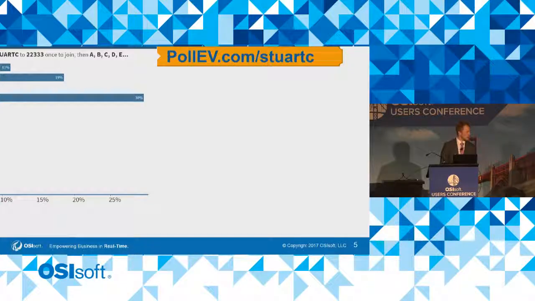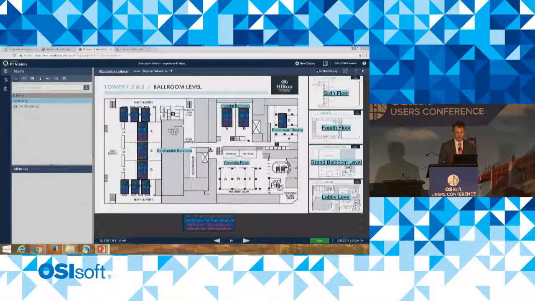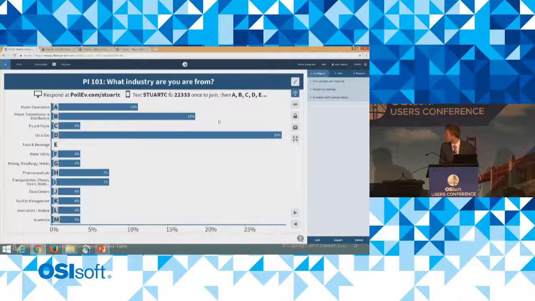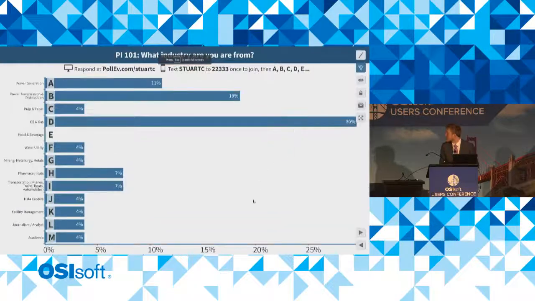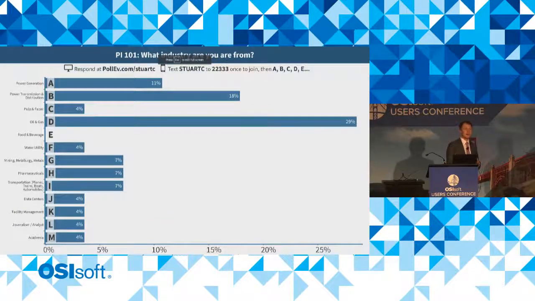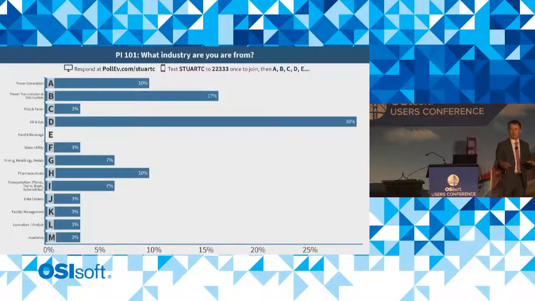Actually, industries. That's what we wanted to ask. The PI system is used across industries. And so I have a question for you. Remember that poll I was asking you to go pull up on your phone, perhaps? Well, if you go to pollev.com/StuartC and respond, we can see your response. And I'd love to see who is in the room right now. There's a lot of people here. What industry are you from?